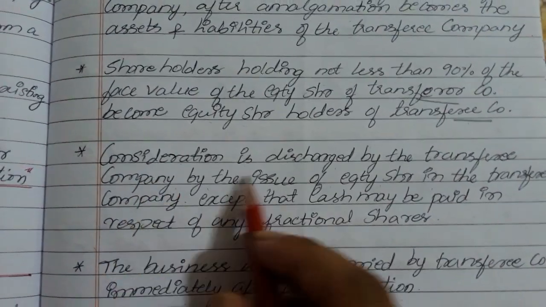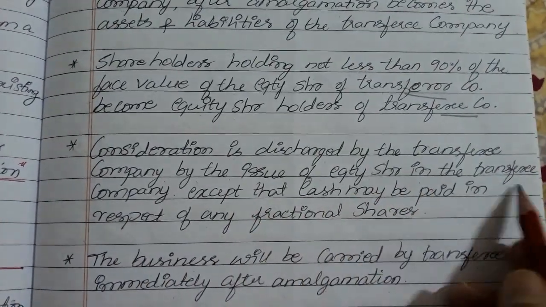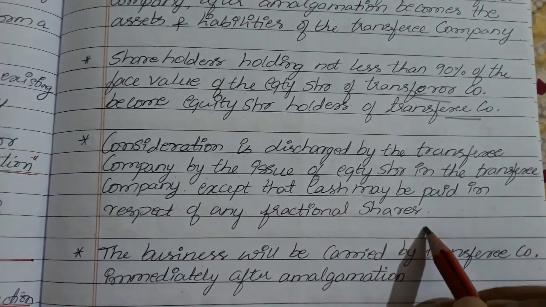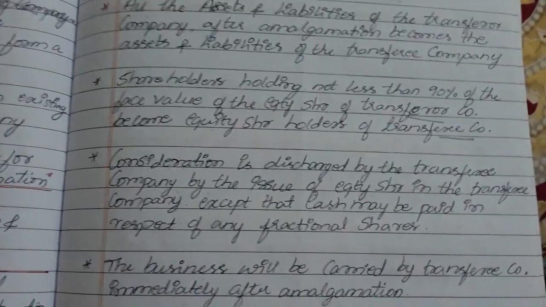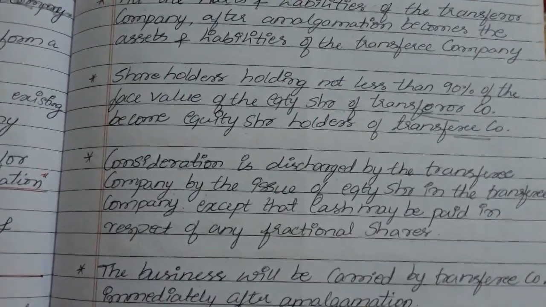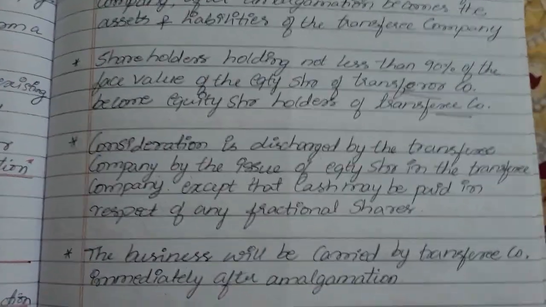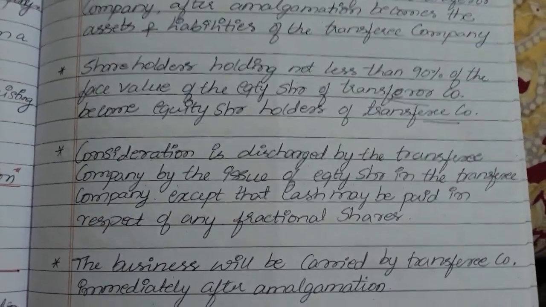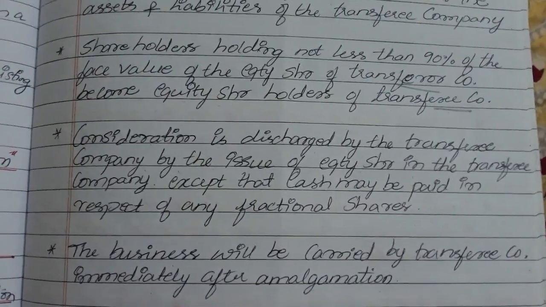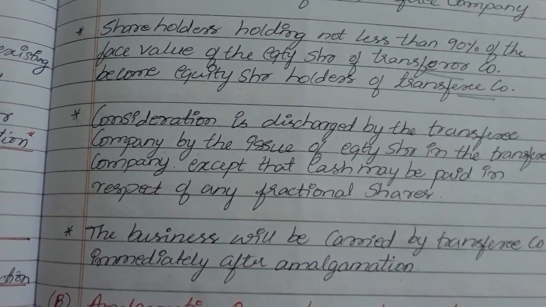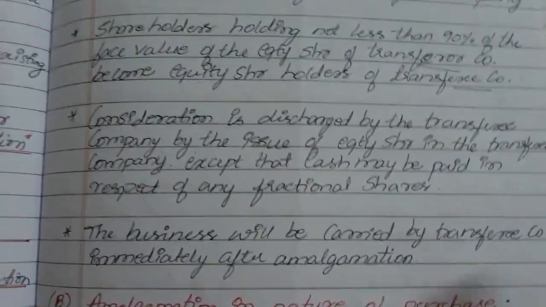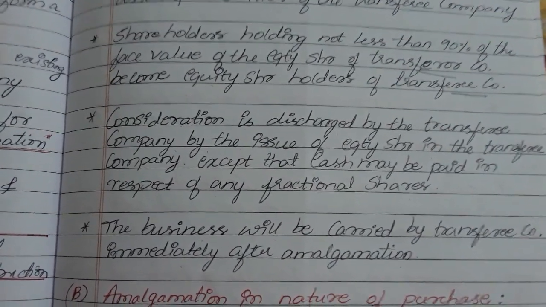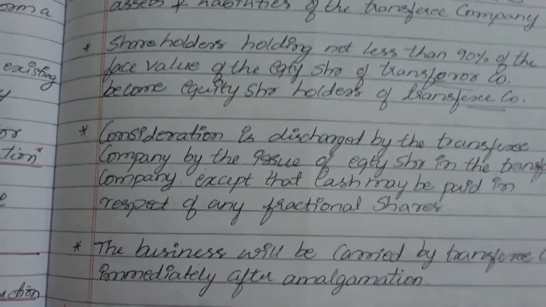Next, the consideration is discharged by the transferee company by issue of equity shares in the transferee company, except that cash may be paid in respect of any fractional shares. This is the discharge of PC, the payment of value for purchasing or merging with a company. We need to pay some value to the owners of the company, known as purchase consideration. The discharge of PC must be in the form of equity shares. If this point is not satisfied, it will not be considered amalgamation in the nature of merger, but amalgamation in the nature of purchase.